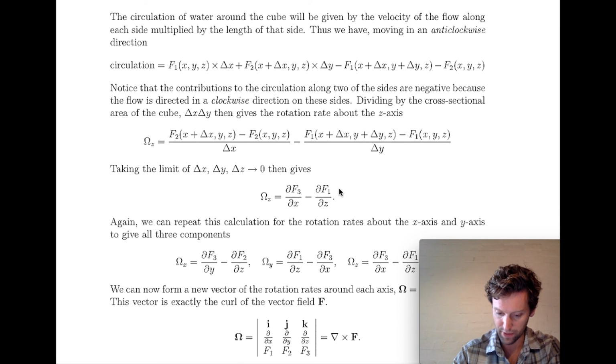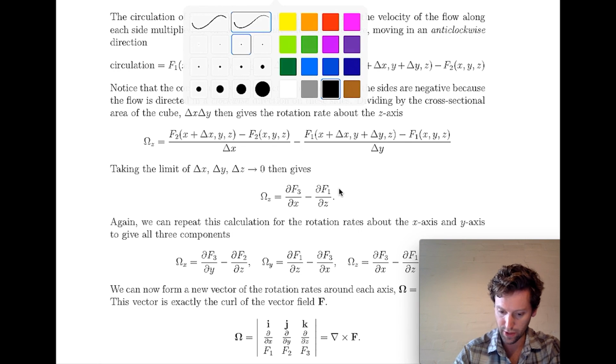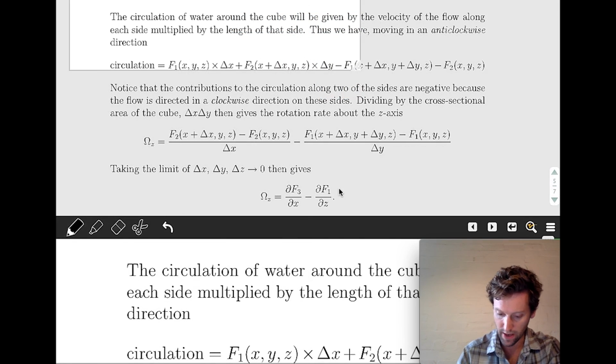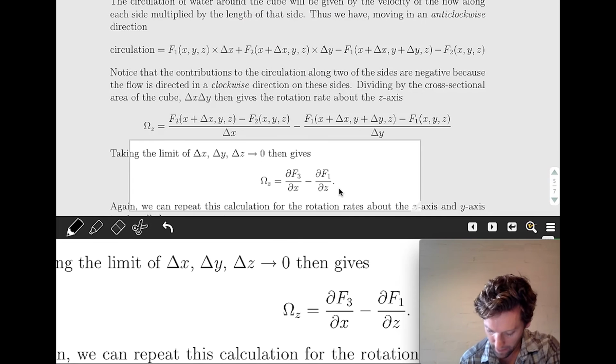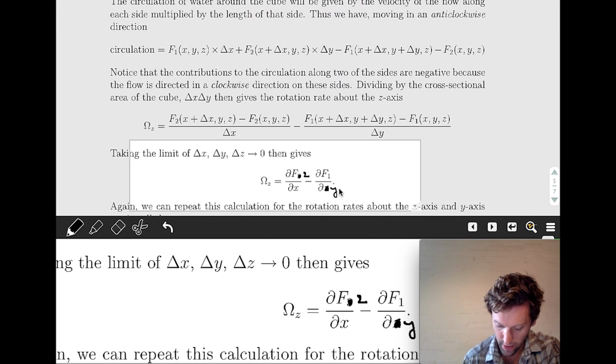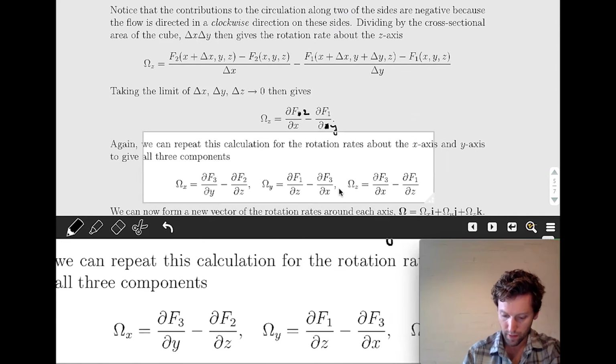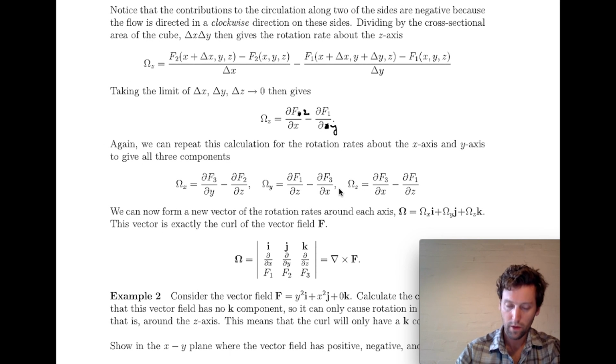Now there's a slight misprint in here that I've corrected in your notes, but not in mine. So this should be a 2, and this should be a y. Again, that's been corrected in your notes, but not in mine. So sorry about that. That tells us the rotation rate about the z-axis.